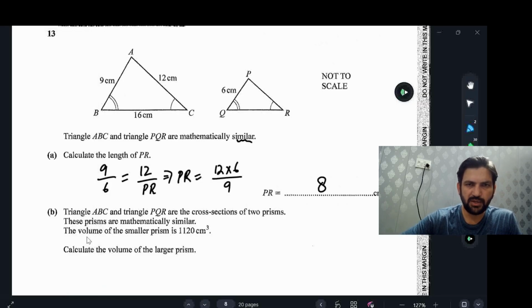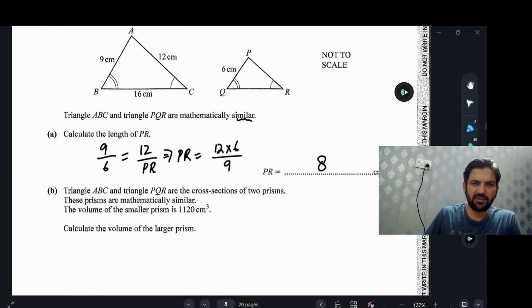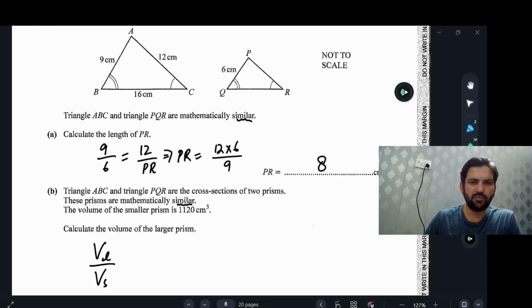Let's move to the next one. The triangle ABC and triangle PQR are the cross sections of two prisms. These prisms are mathematically similar. The volume of the smaller prism is this. Calculate the volume of the larger prism. So we have to use the ratio again. The ratio of the volume of the larger and smaller prisms will be equal to the ratio of the corresponding sides, like 9, using these two sides because they are given in the question.